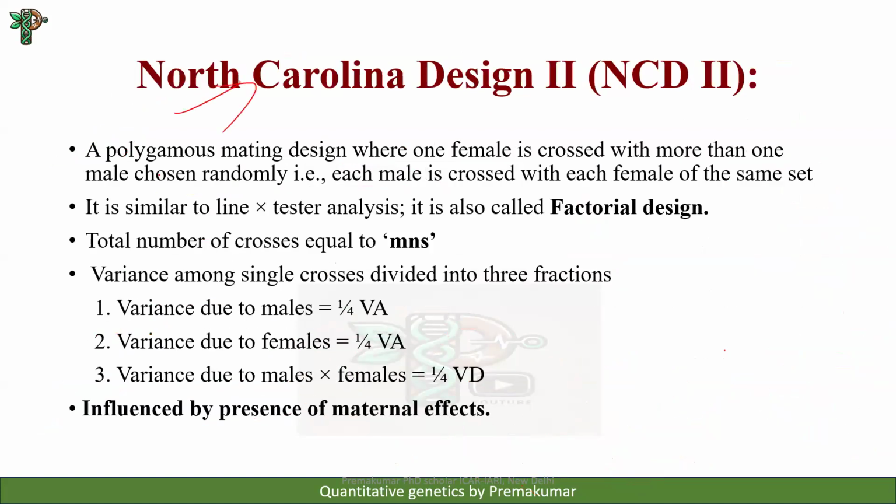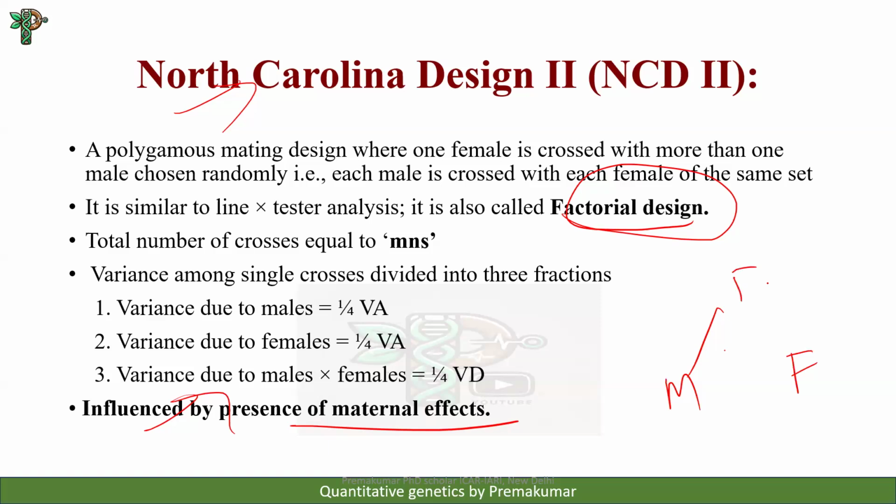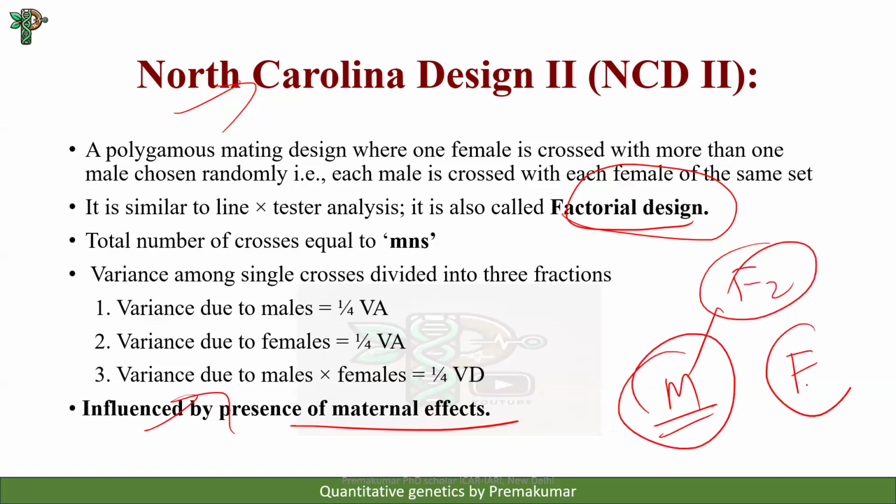Another design is called North Carolina designs. It is also called factorial designs. It is also influenced by maternal effect. Here, some lines are regarded as male, some as female, like in an F2 population, some individuals are regarded as males and some as females, and we make crosses among them. It looks just like your line x tester design. The number of crosses is equal to m into f.